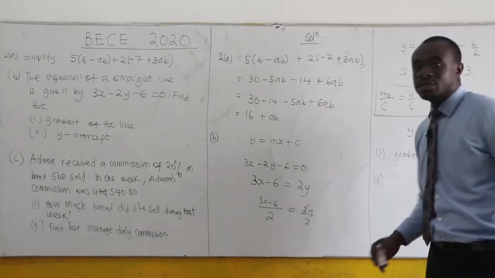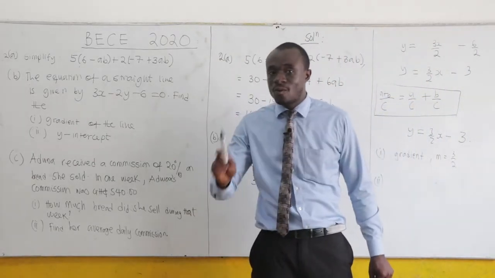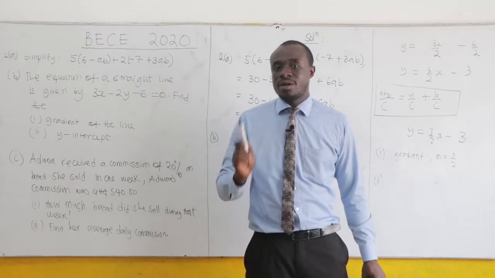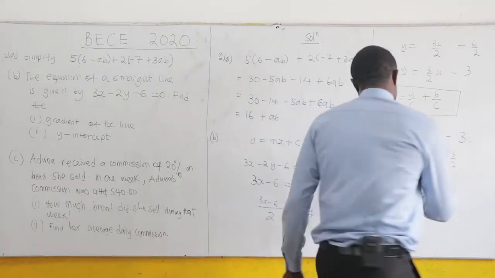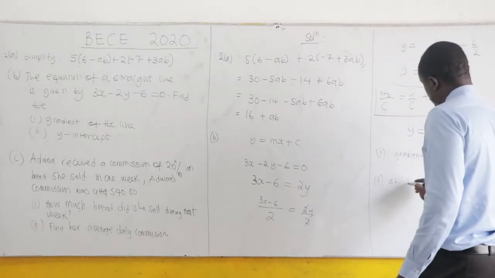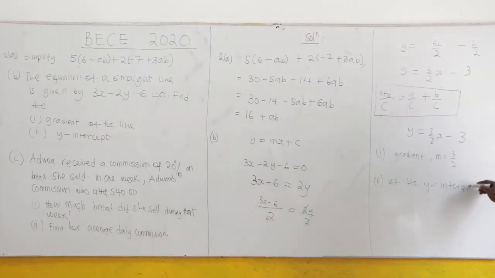Now, the second one says that we should find the y-intercept. Now, we have to notice that at the y-intercept, x is equal to 0. So, at the y-intercept, we put x to be equal to 0.